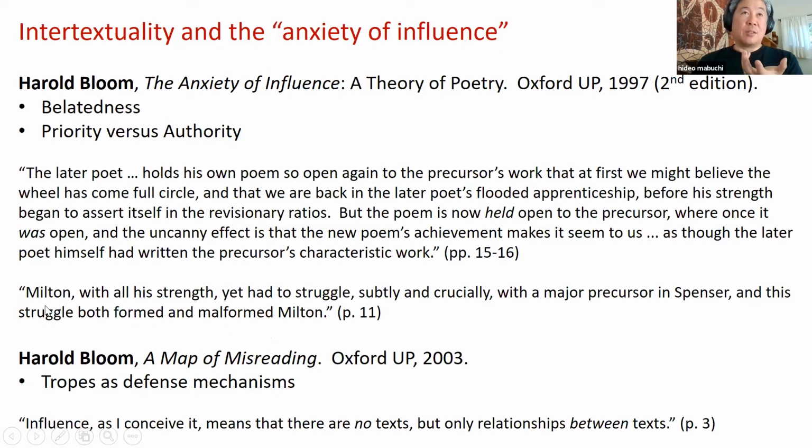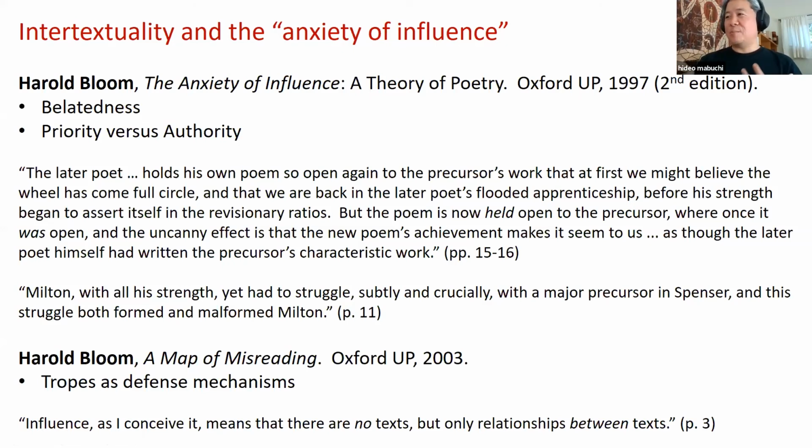Bloom says, "Milton, with all his strength, yet had to struggle subtly and crucially with a major precursor in Spenser, and this struggle both formed and malformed Milton." So what's going on in these pair of quotes is Bloom has this kind of theory of the development of poets: as a young person growing up, you read somebody else's poetry, right? So some poet that's come before, you read their work, you fall in love with it, and this is kind of your inspiration to want to be a poet yourself.